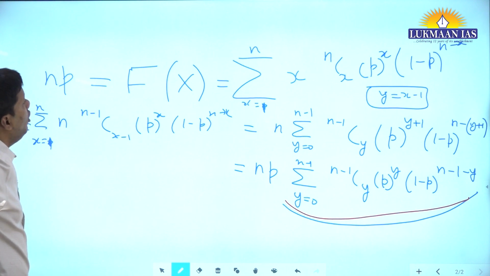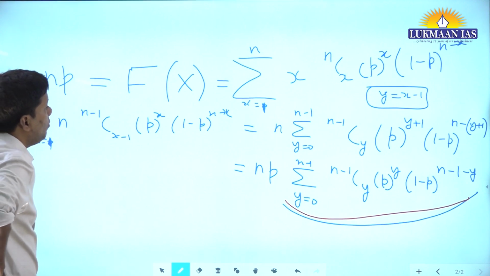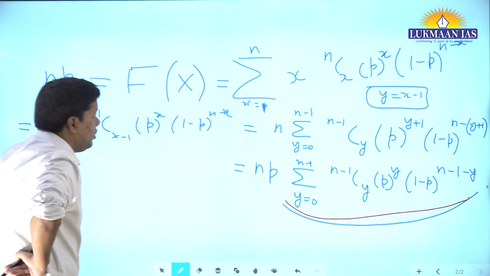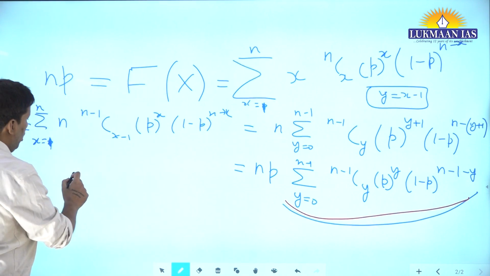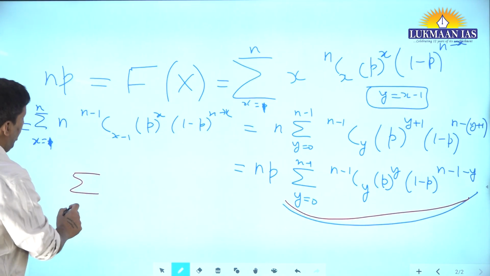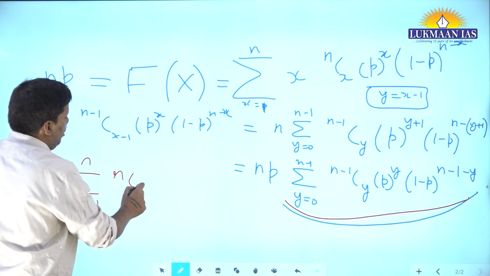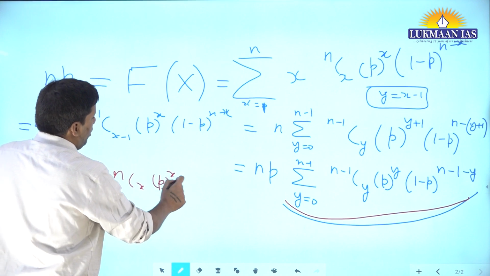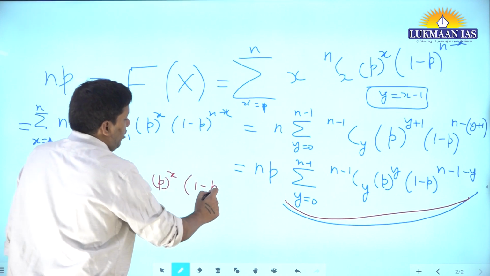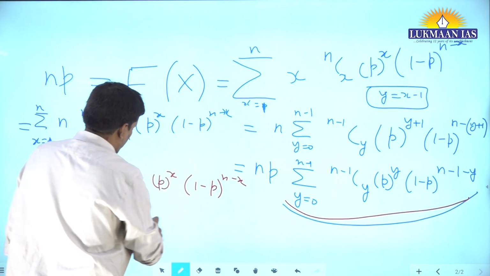Now, see what I'm trying to say. You have to convince yourself of this thing. Just tell me this. Let's say I have this expression: sigma from 0 to n of nCx p to the power x (1 minus p) to the power n minus x. What is the value of this summation?